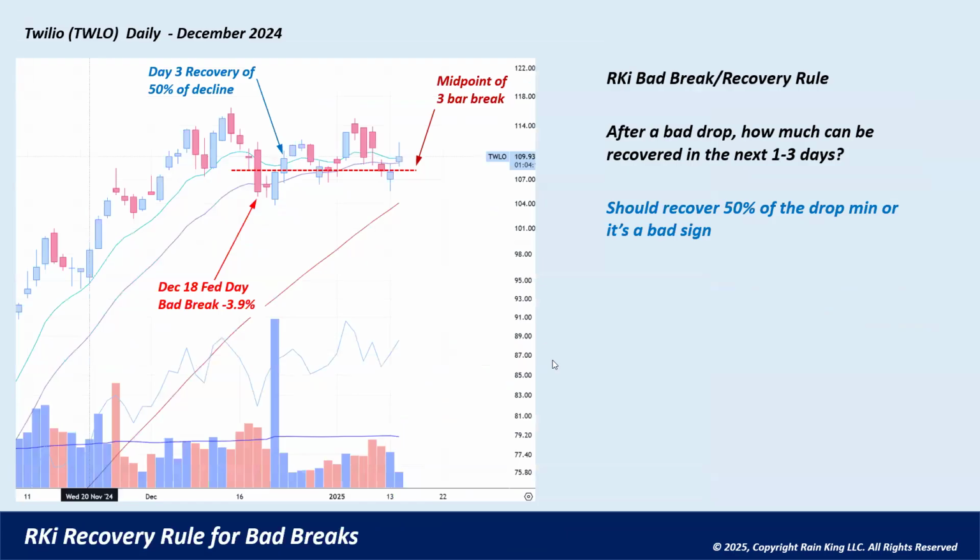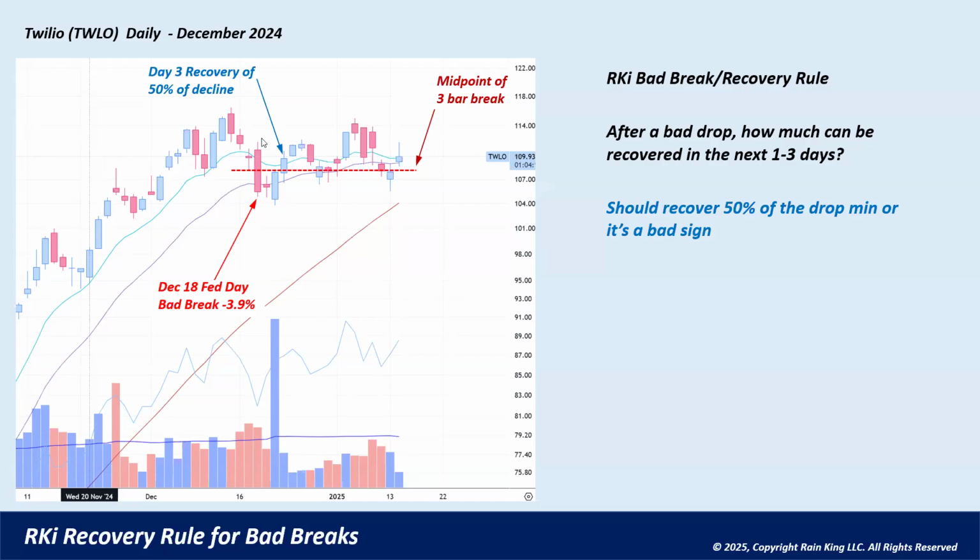Mhm. All right. So I've called up Twilio here, and this is from December. We've been talking about three bar breaks, but I wanted to put something in the deck here that is just a bad day, a really bad break in a stock. So this is a case, again, this happens to be the news day on December 18th, where Twilio had been really performing very well. Relative strength line was very strong, and everything got dragged down sharply.